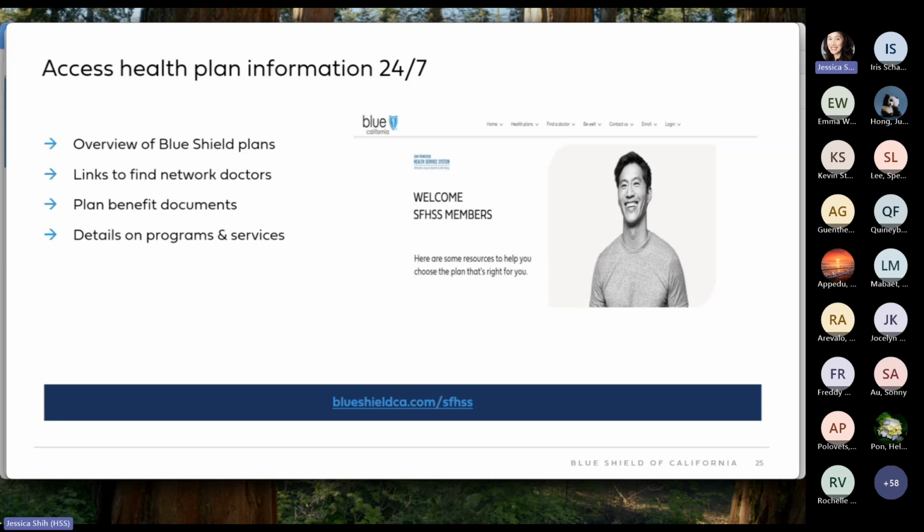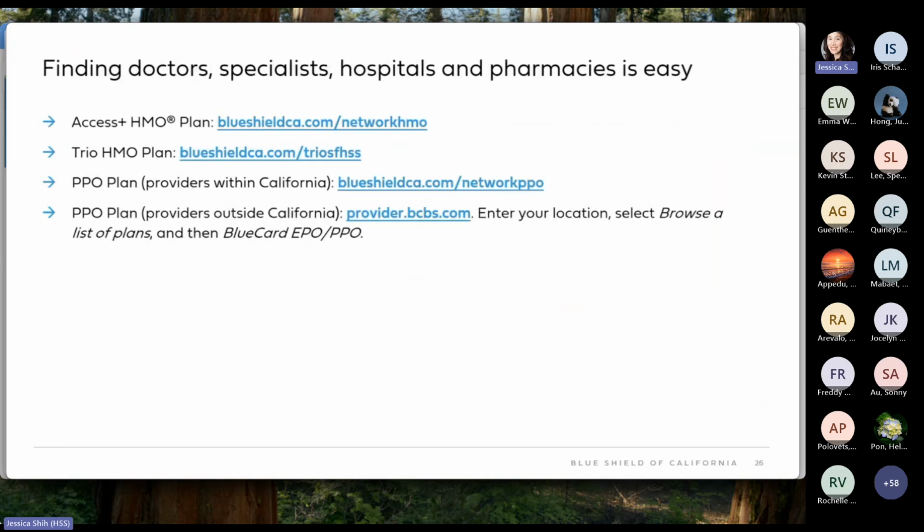To find doctors, specialists, hospitals, and pharmacies, Access Plus members can go to blueshieldca.com/networkHMO. Trio HMO plan members should go to blueshieldca.com/trioSFHSS. PPO members within California can go to blueshieldca.com/networkPPO. And for PPO members outside of California, you will go to provider.bcbs.com. You will enter your location and you can browse a list of plans to find doctors that are in network in your area.